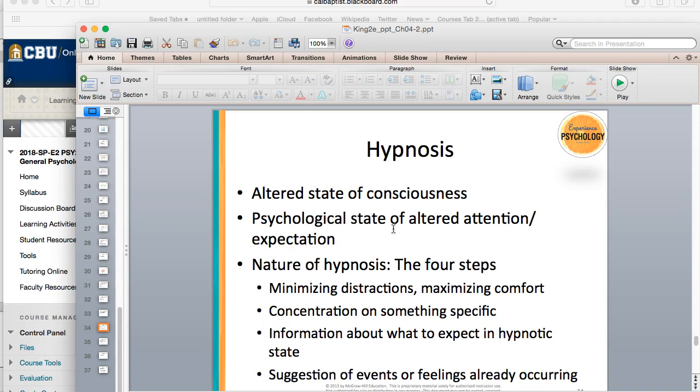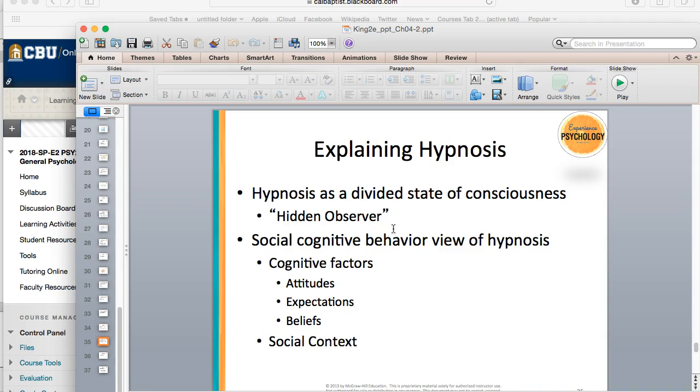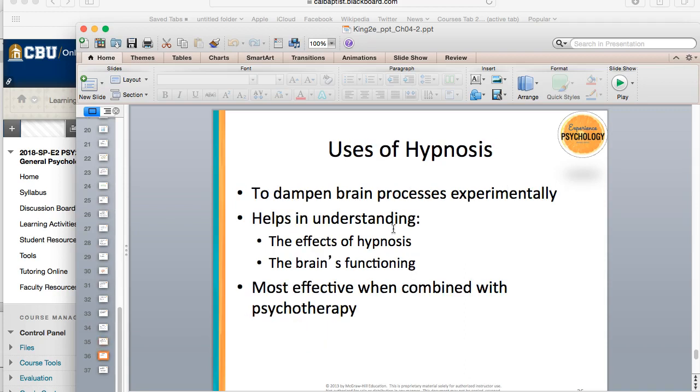And this kind of speaks towards meditation, because when you meditate, you're being calm, you're quiet, you're trying to focus on how your body feels. So that's an interesting correlation between the two. So explaining hypnosis. Hypnosis as a divided state of consciousness is the hidden observer. Social cognitive behaviors view of hypnosis, cognitive factors which include attitudes, expectations, belief, social context.